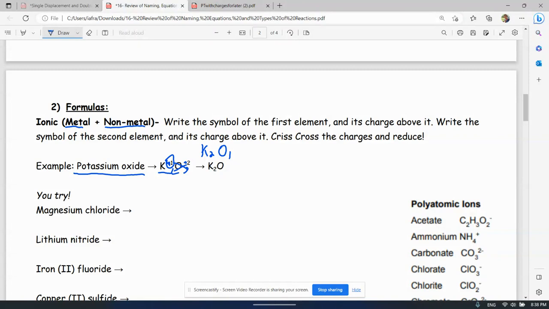When you do a crisscross, you get rid of the positives and negatives there. We don't care about that. We just care about how many of these there are. And you don't need to write the 1 at the end because it's implied. It means we know it's there. Okay? In some cases, you might have to reduce. We'll see some examples of that as we go.